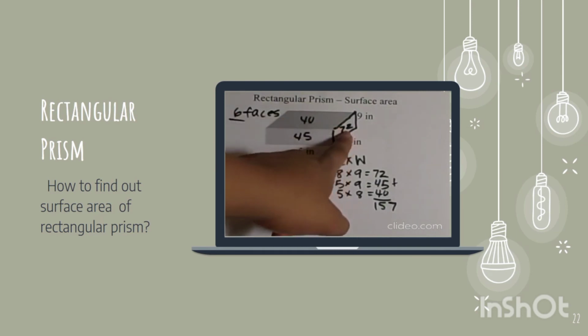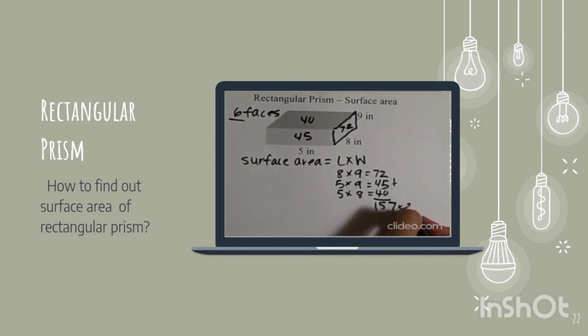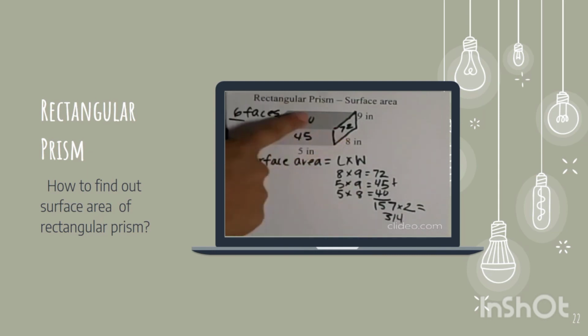And if I look, I know that this one is equal to this side, this is going to be equal to the back side, and the top and the bottom are also going to be equal to each other. So the next thing that I'm going to do is I'm just going to double those areas. So I'm going to do 157 times 2. And 157 times 2 equals 314. And that is my surface area. So I now know that the surface area of this rectangular prism is 314. It needs a label. I'm measuring in inches, so I'm going to do inches squared.